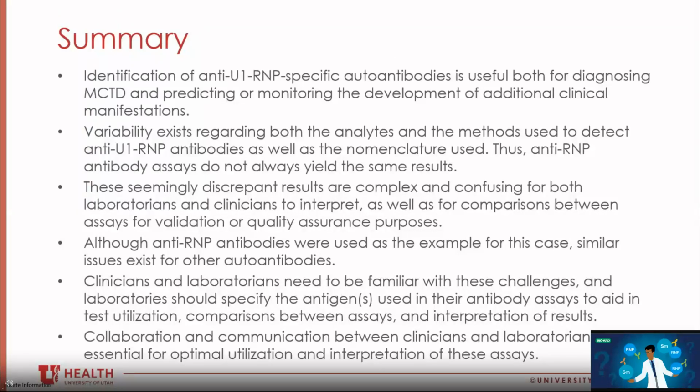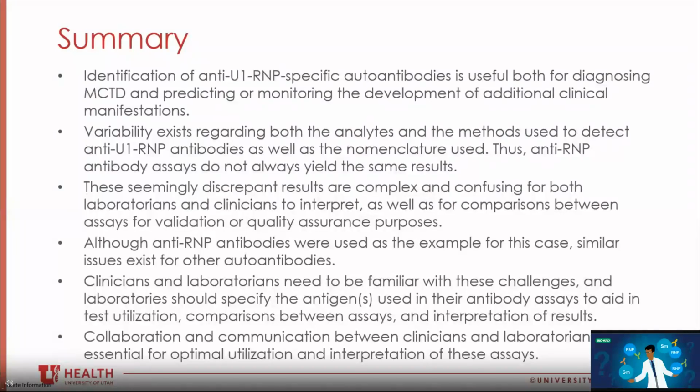Although anti-RNP antibodies were used as the example for this case, similar issues exist for other autoantibodies. Clinicians and laboratorians need to be familiar with these challenges, and laboratories should specify the antigen or antigens used in their assays to aid in test utilization, comparisons between assays, and interpretation of the results. And finally, collaboration and communication between clinicians and laboratorians is essential for optimal utilization and interpretation of these assays.